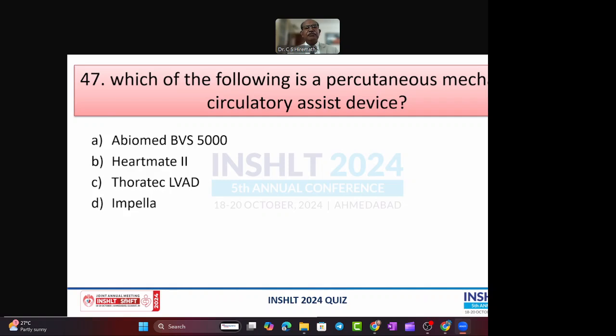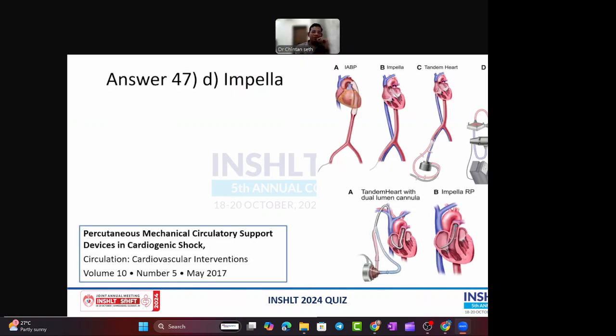Which of the following is the percutaneous mechanical circulatory assist device? Yeah, so the answer is Impella. The rest are surgical left ventricle and right ventricle assist devices. Impella is percutaneous, generally put in from the femoral artery in the cath lab. So that is the percutaneous device.